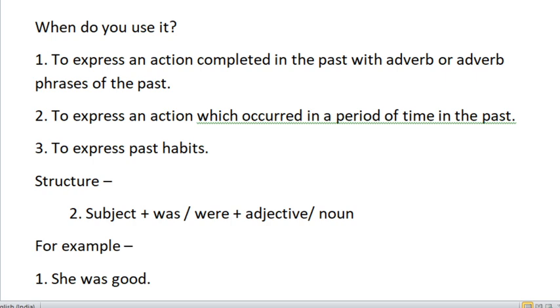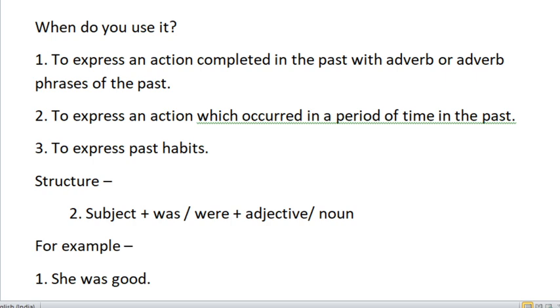How to express an action completed in the past with an adverb? With an adverb means what? He came yesterday, he went yesterday, she left the college last year, I did not finish the work last night. Last year, yesterday. Are you listening to the sentences? I'm requesting you, please listen very carefully. Again I repeat, I'm talking about the first use: to express an action completed in the past with an adverb or adverbial phrase. Adverbial phrase means what?